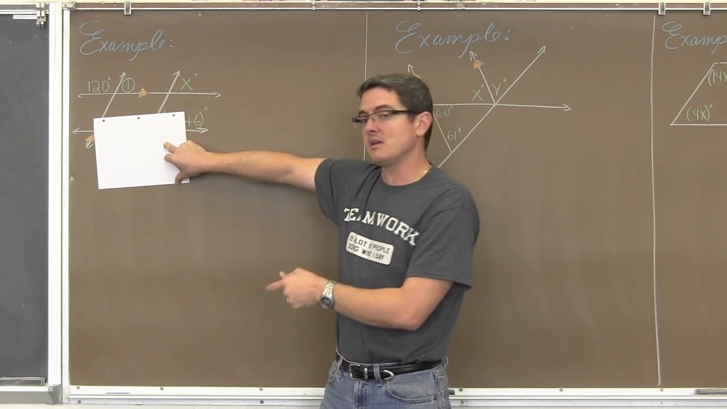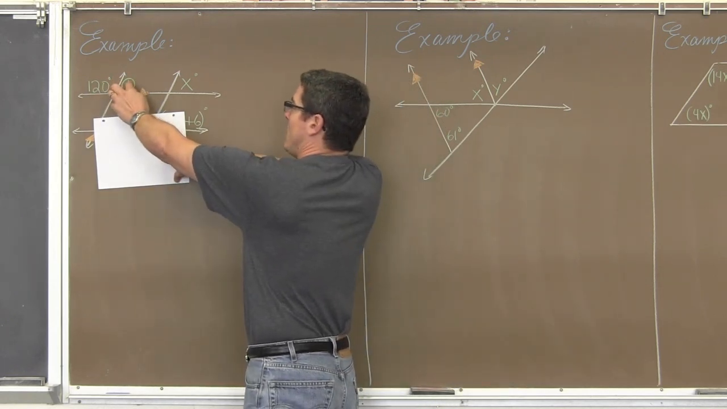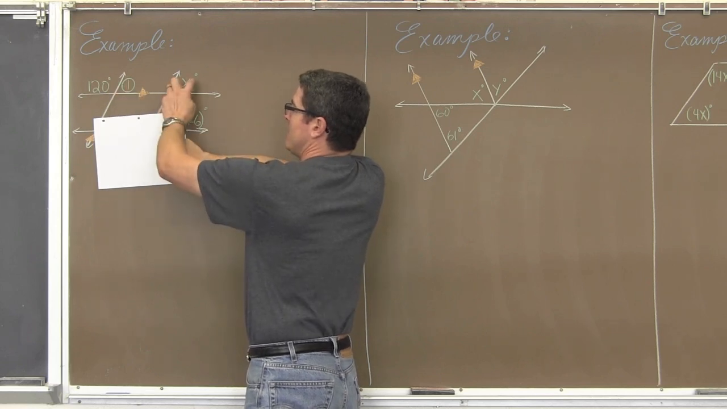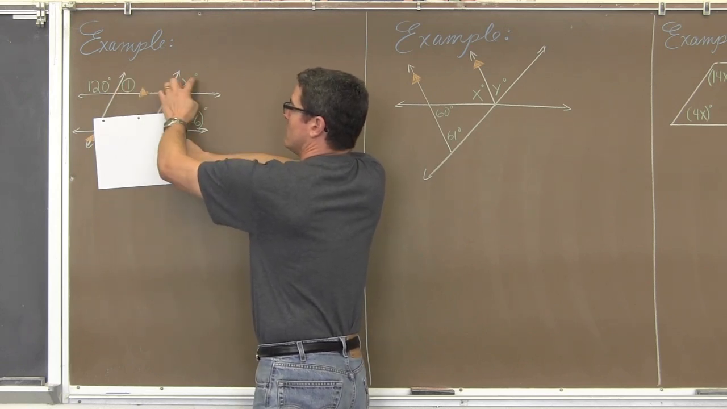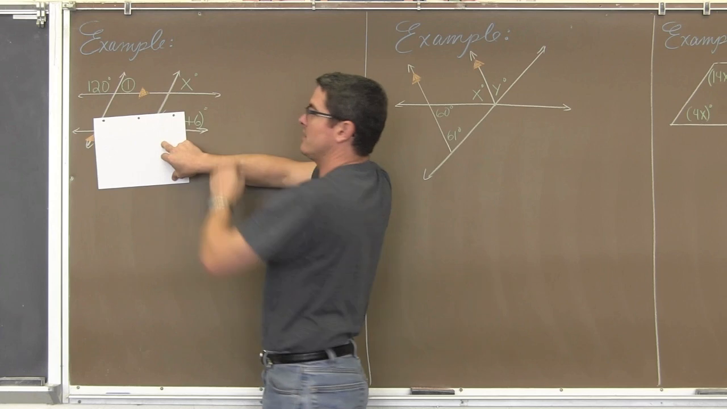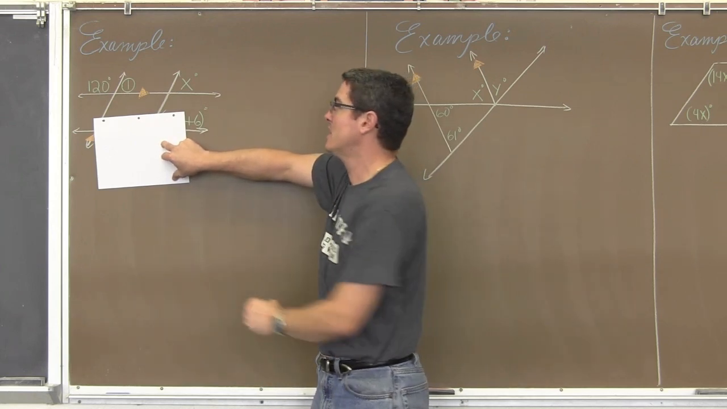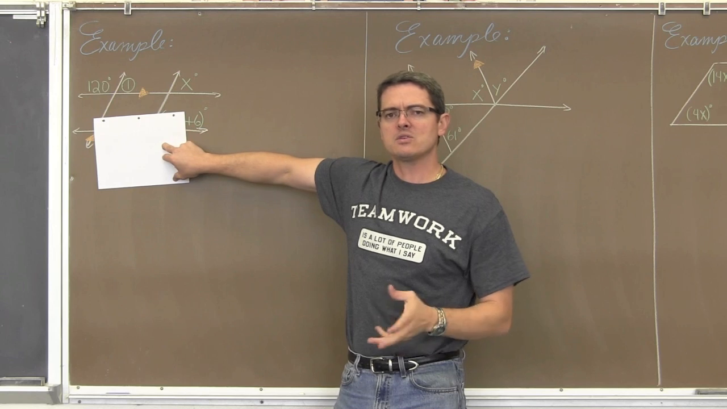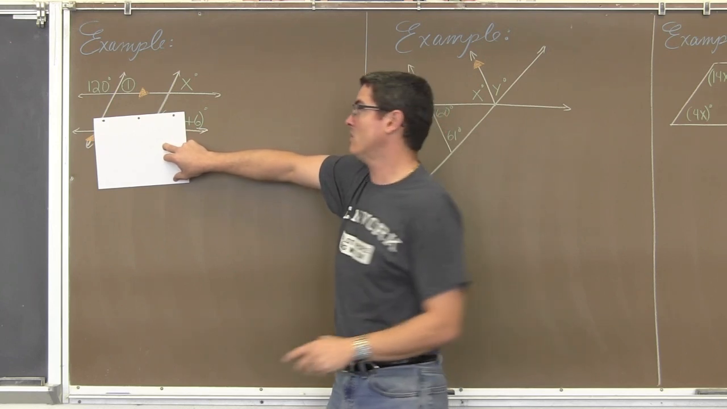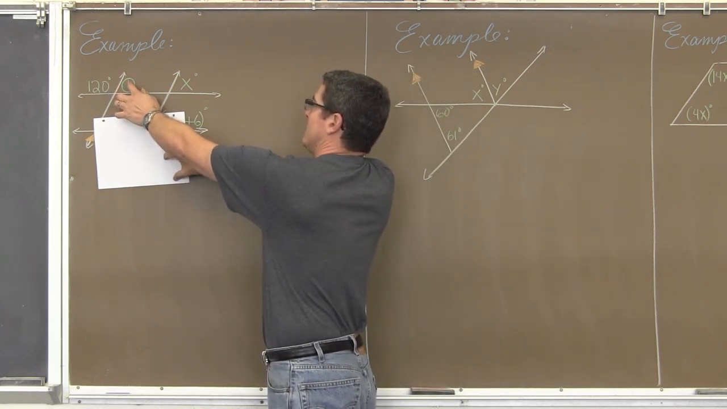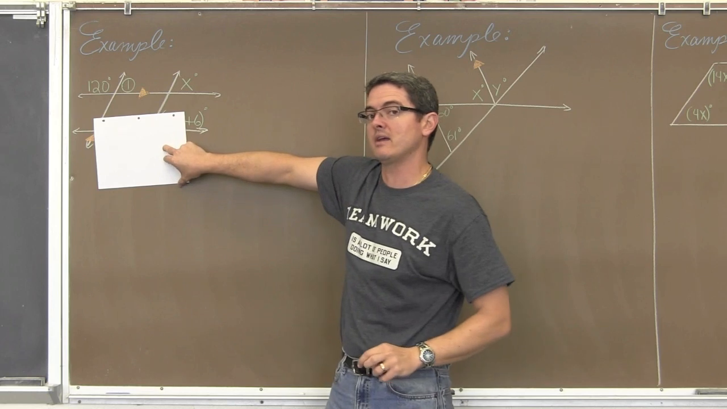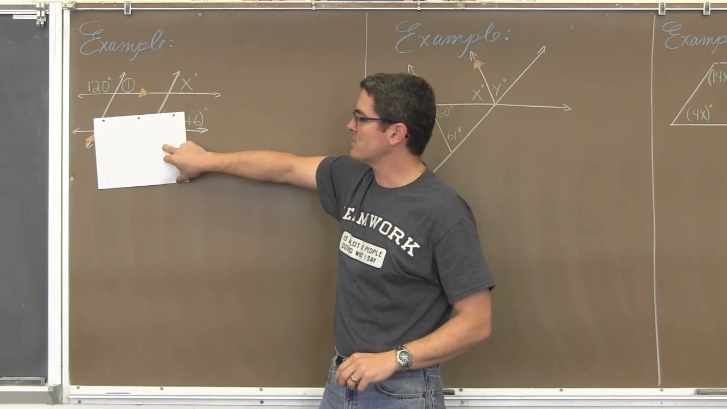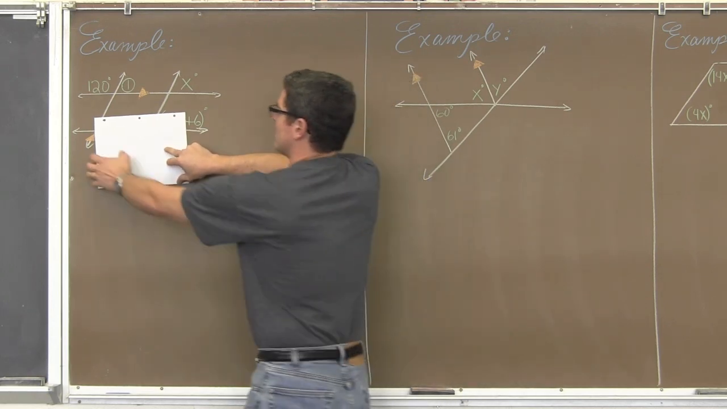So that means we're going to have to go through angle 1, because angle 1 and angle x, you see how they're both in the upper right hand corner of our intersection areas? So angle 1 and angle x here are going to be corresponding angles. So if I can figure out what the measure of this angle is, then I know what the measure of angle x is. Okay, so let's cover up some more of the diagram.